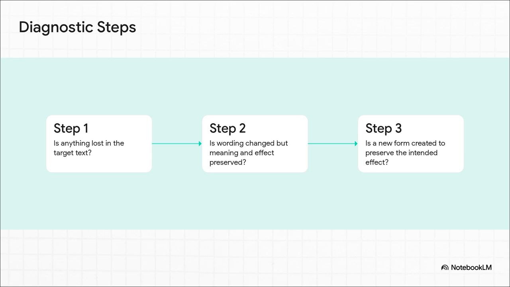Step 1. Was anything lost? If no, you've got a perfect transfer. If yes, move to step 2. Is the wording changed but meaning preserved? Boom, that's a paraphrase. Step 3. Was a totally new form created just to save the comedic effect? It forces you to look at the function of the dialogue, not just the vocabulary.